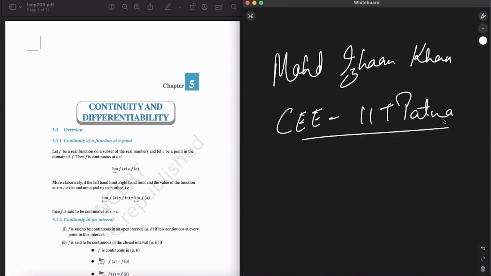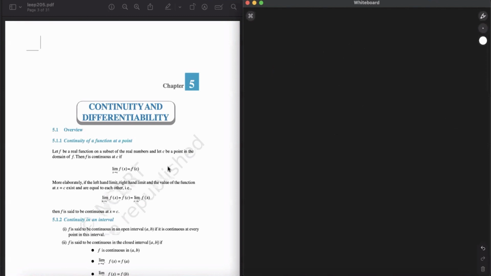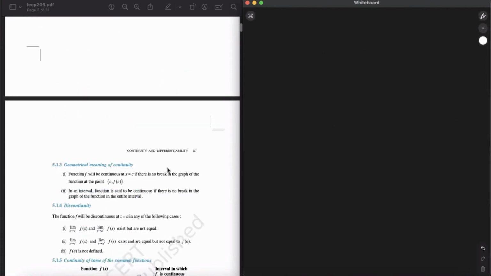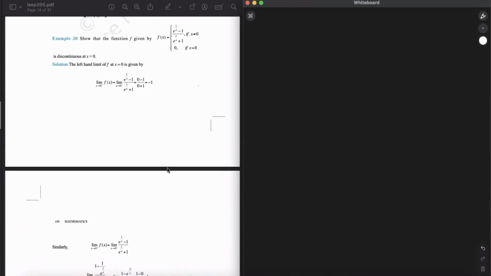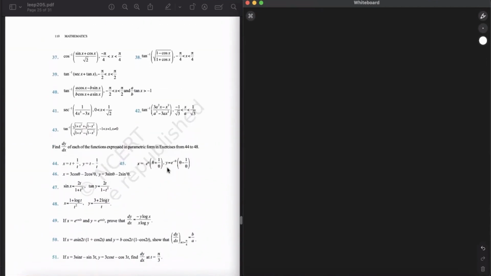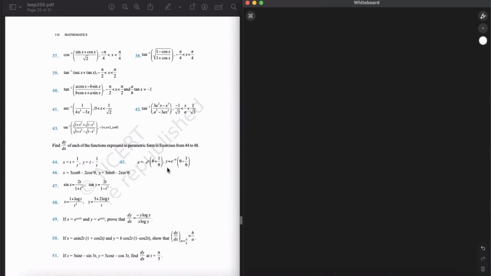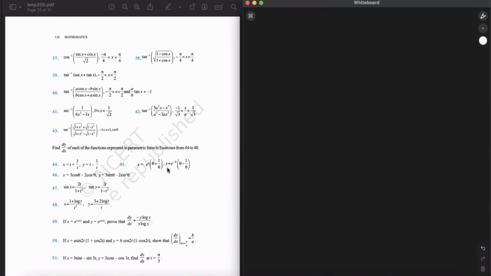So today we continue our topic on continuity and differentiability. We were solving the exemplar for the same. So let's put the questions again. I think till question number 39 we had done in the last class, so today we have to start from question number 39. So let's move on to the first question for the day, 39.